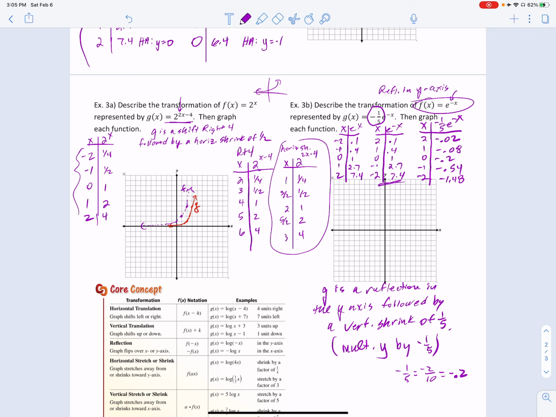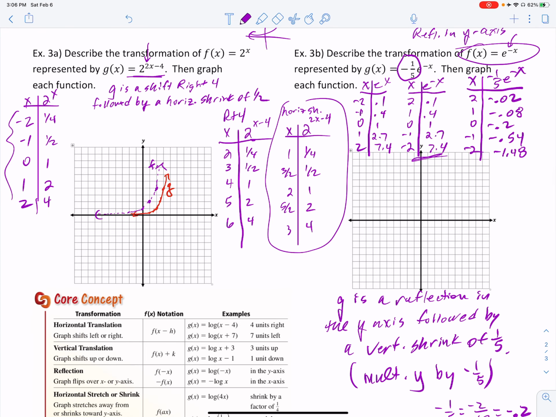wasn't my f function. It says graph each function. We need to graph f equals e to the negative x, which is this chart. So at 2, I'm at 0.1. At 1, I'm at 0.4. At 0, I'm at 1. At -1, I'm at 2.7. At -2, I'm at 7.4. So this was my e to the negative x. I expect that because it reflected over the y-axis, and so it ends up being a decreasing function.